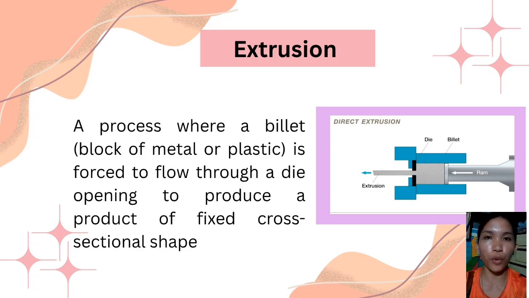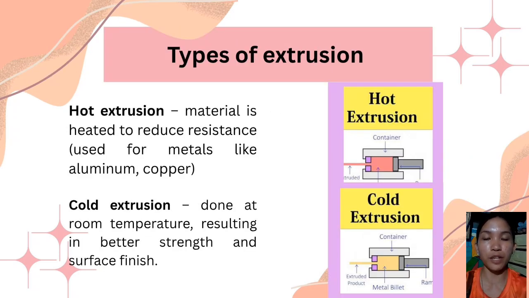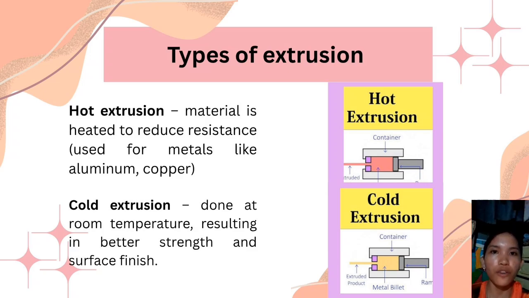And now let's move forward to the two types of extrusion process, which are hot and cold extrusion. First, hot extrusion. In hot extrusion, material is heated to reduce resistance, and it is used for metals like aluminum and copper. Then next is cold extrusion. Cold extrusion is done at room temperature, resulting in better strength and surface finish.